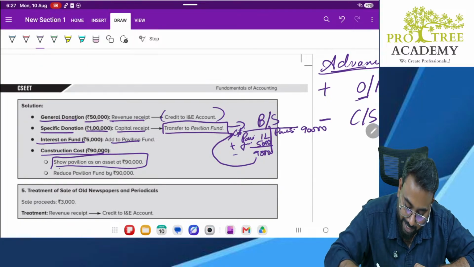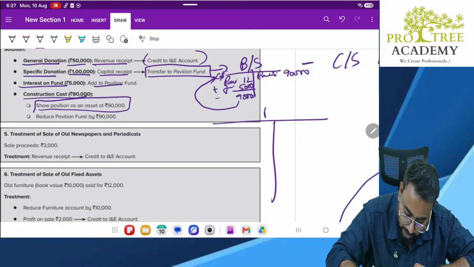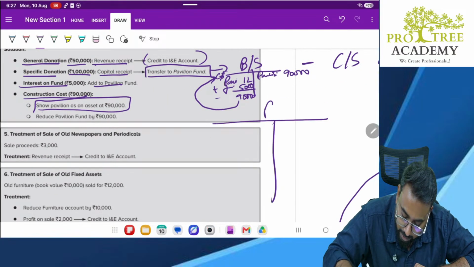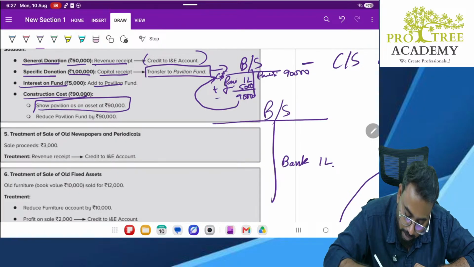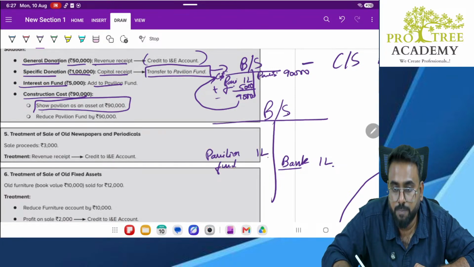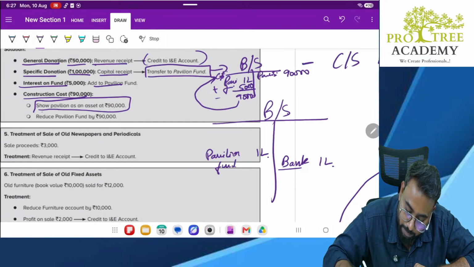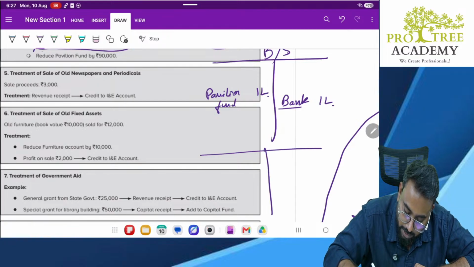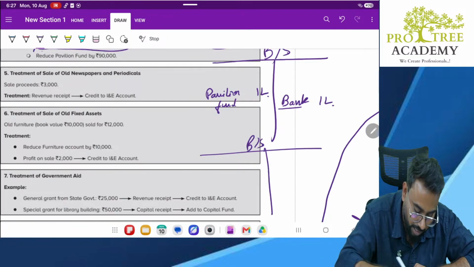Clear? Yesterday I have explained it to you, the same thing they are trying to explain it to you. See, earlier when we received the fund, 1 lakh rupees, it was shown in bank account and we had created a fund called Pavilion Fund Account, 1 lakh rupees. Clear? Now what happens is, when next year you actually construct the pavilion, I will better show it here only.